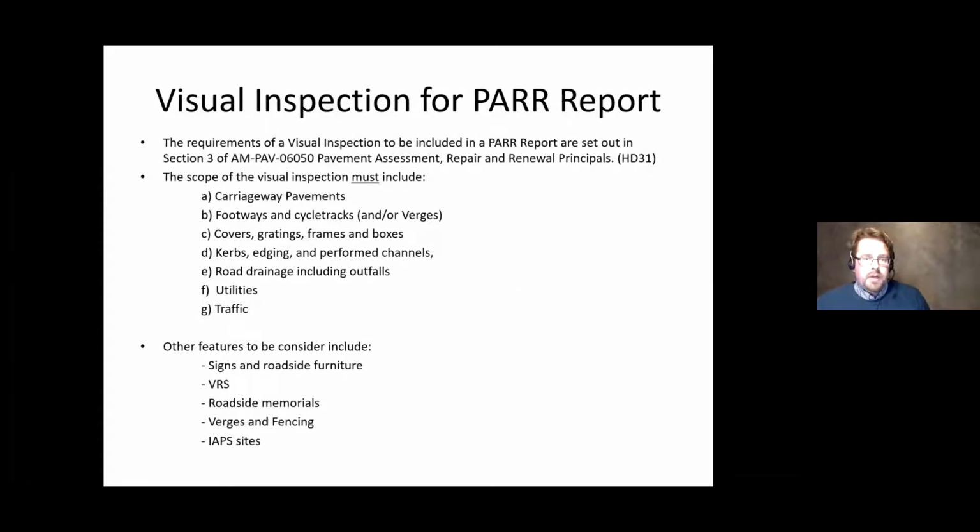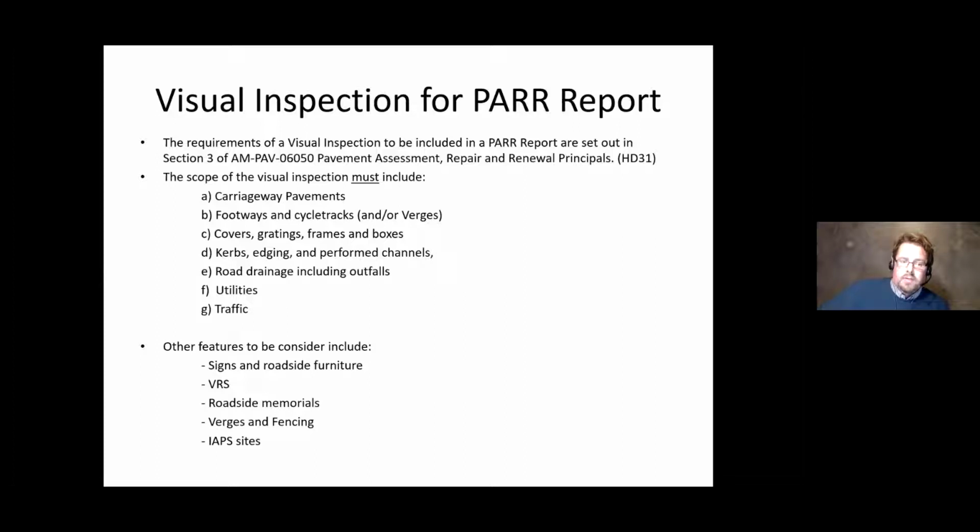So, carrying out a visual inspection. In terms of doing it for a PARR report specifically, there's very specific guidance for this from HD 31. The first few items you see listed there must be included. So there must be a description of the carriageway pavements, footways and cycle tracks. And it's not mentioned there, but you should also include your verges.